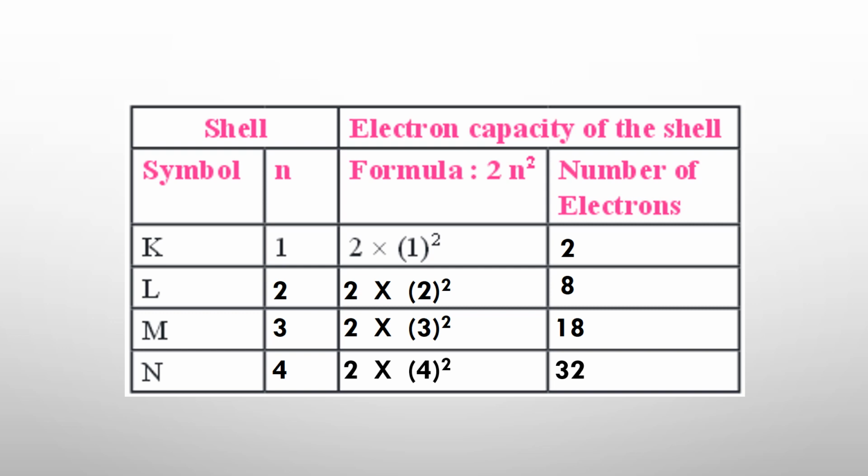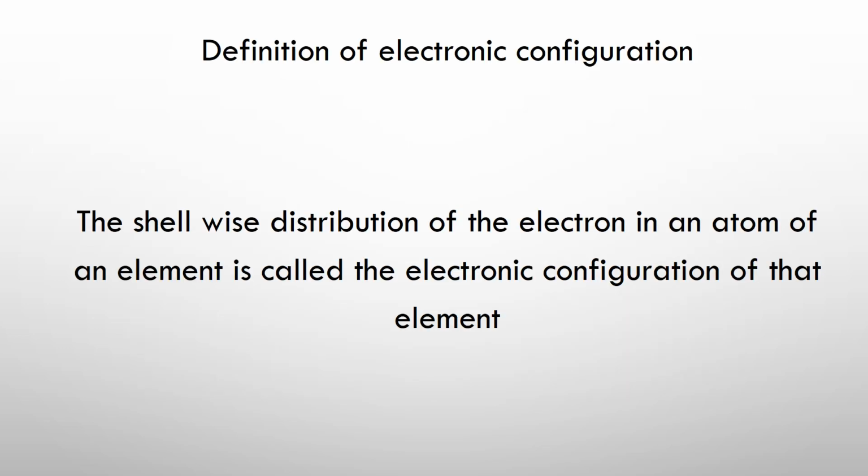This arrangement of electrons which we do in different shells is said to be electronic configuration. Let us look at the definition. The shell-wise distribution of the electrons in an atom of an element is called the electronic configuration of that element. How many electrons you are putting in the different shells is going to give you the electronic configuration of that element. I hope that whatever has been discussed today is clear.